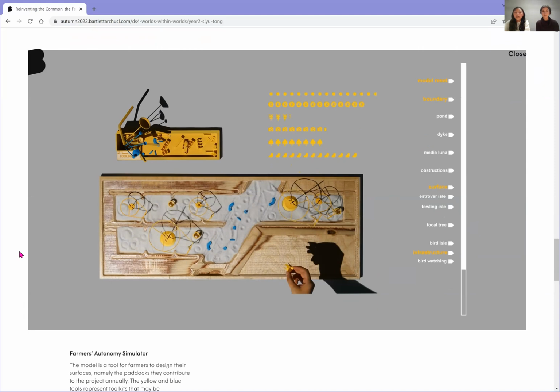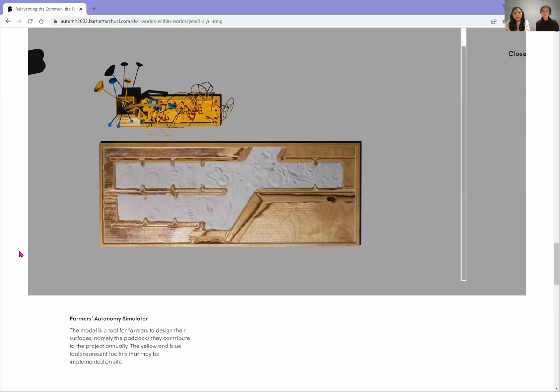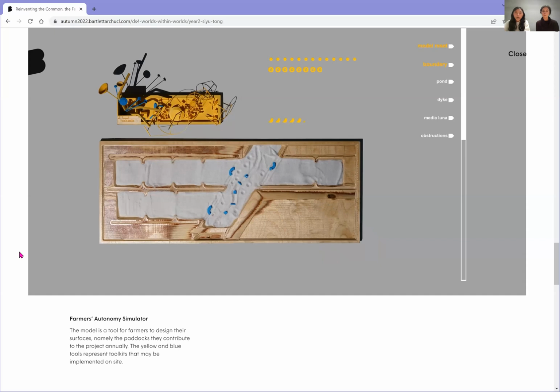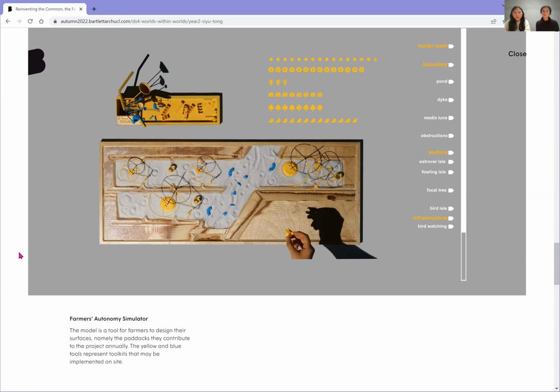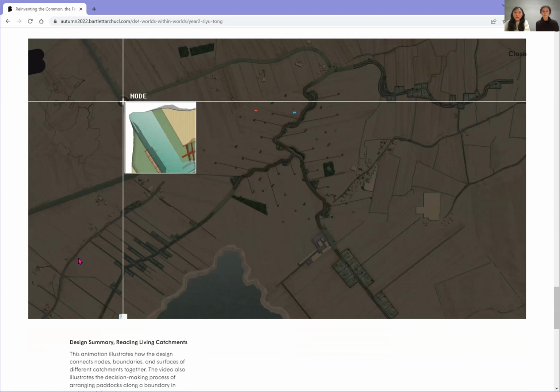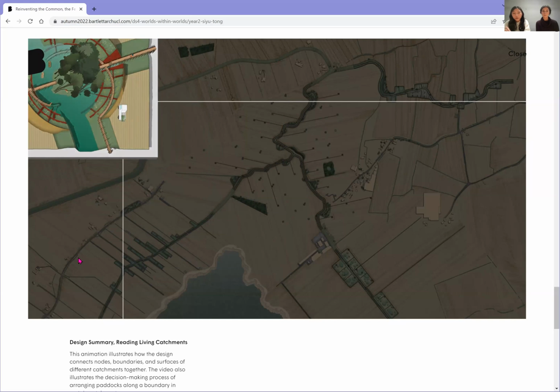So she made a series of models that imply the decision making, how they could be recommended and also how the flooding mechanism could help and push the design process. Her project itself is more a design of a system and a framework that pushes this process of rethinking the common in Lincolnshire.